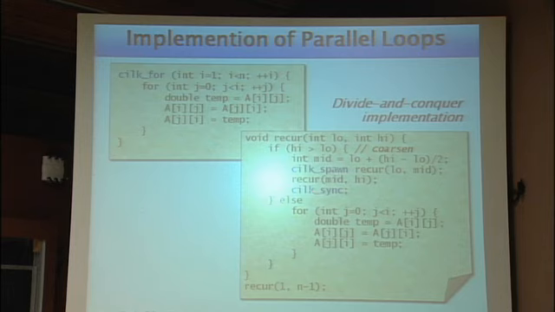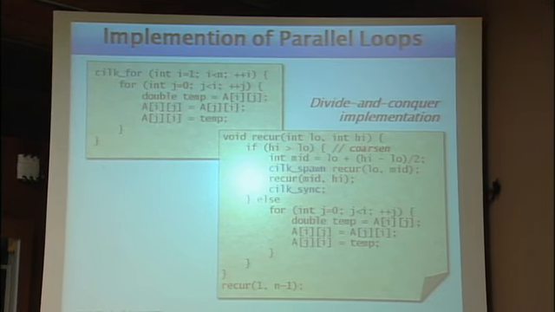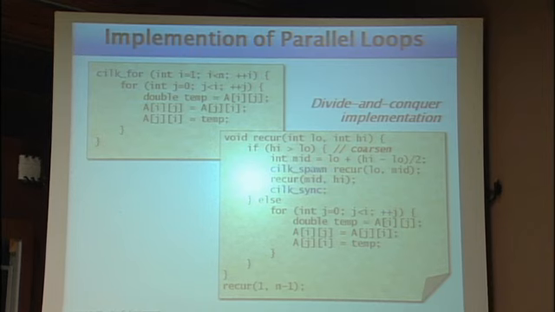So the two sides are going off in parallel. And if I am at the base, then I go through the inner loop and do the swap of the values in the inner loop. So the outer loop is the parallel loop, the one we're doing divide and conquer on. We recursively spawn the first half, execute the second, and each of those does the same thing, recursively, until all the iterations have been done.